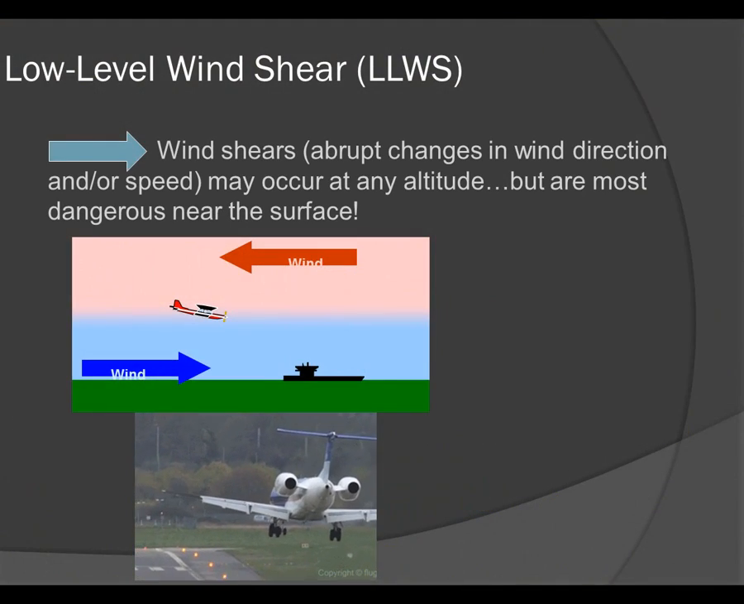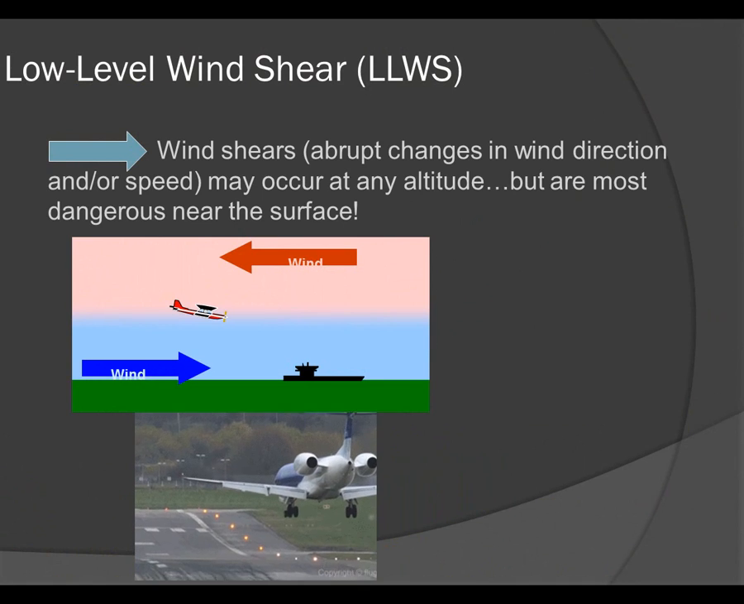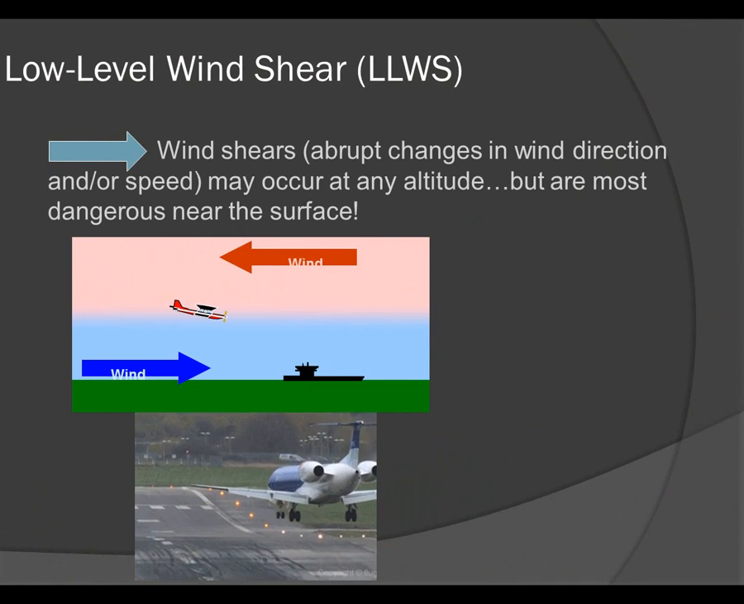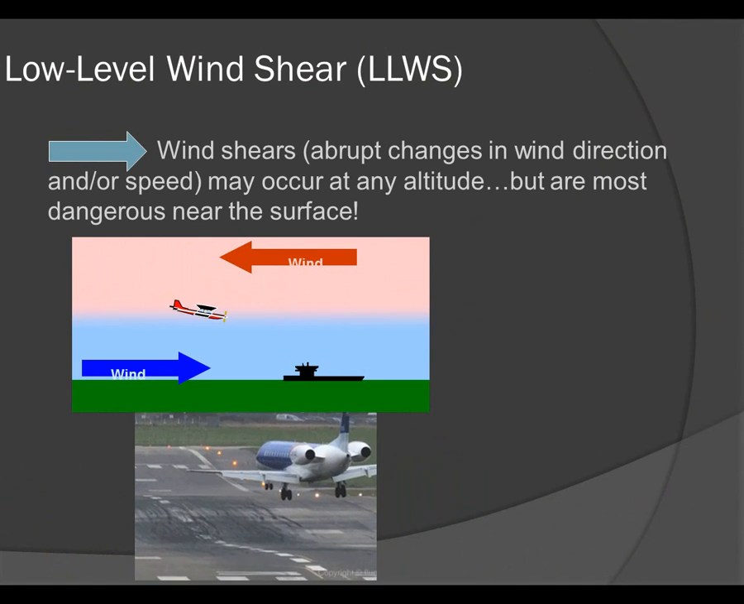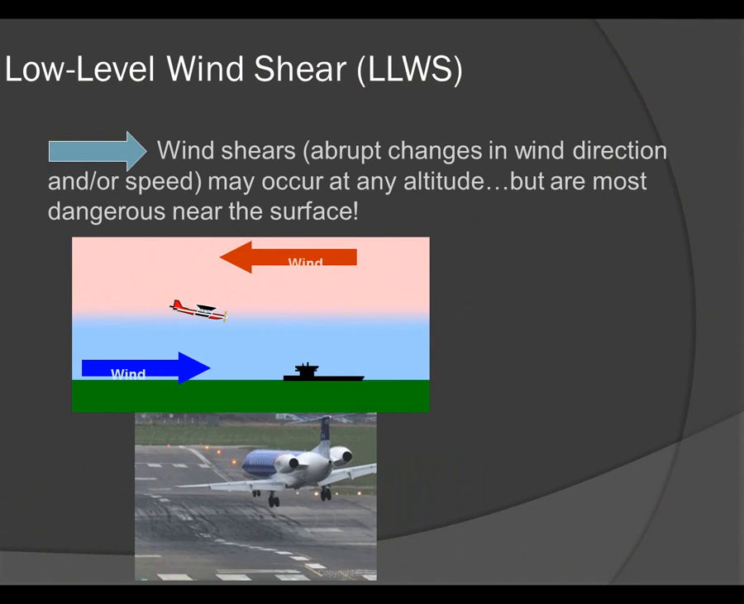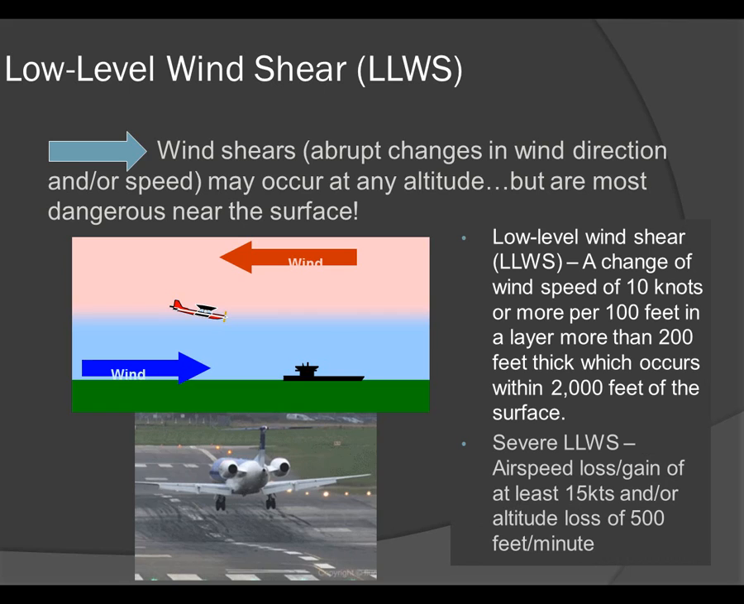The second hazard we'd like to look at here is low-level wind shear. Wind shears are abrupt changes in wind direction and/or speed, and these can occur at any altitude, but are most dangerous at the surface.